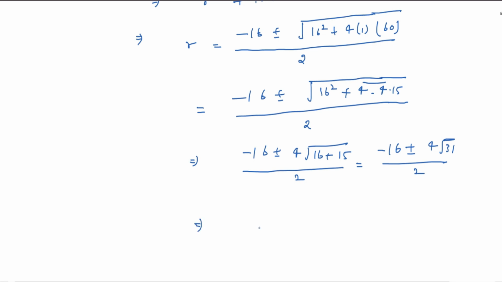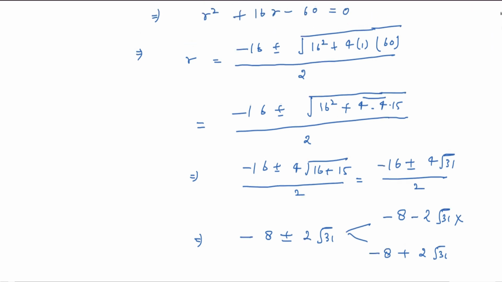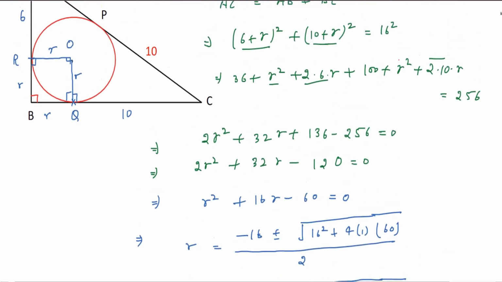In fact, if we divide the numerator and denominator by 2, it will give negative 8 plus minus twice of square root of 31. So from here we will have two values. First one is negative 8 negative twice of square root of 31, and second one is negative 8 positive twice of square root of 31. So this is a negative quantity and radius of circle cannot be negative, so this value will be discarded and the selected value will be negative 8 plus twice of square root of 31.